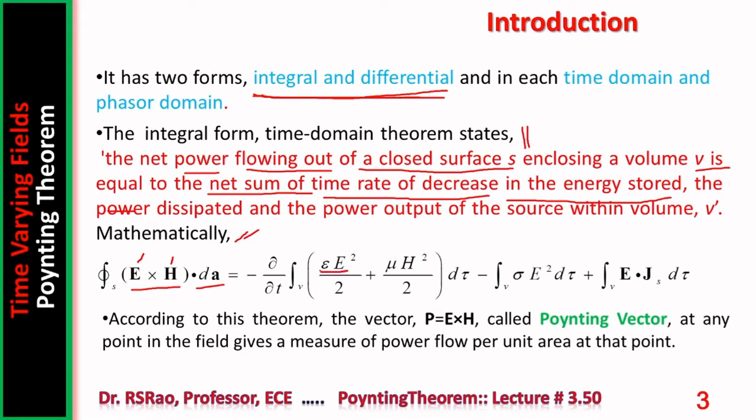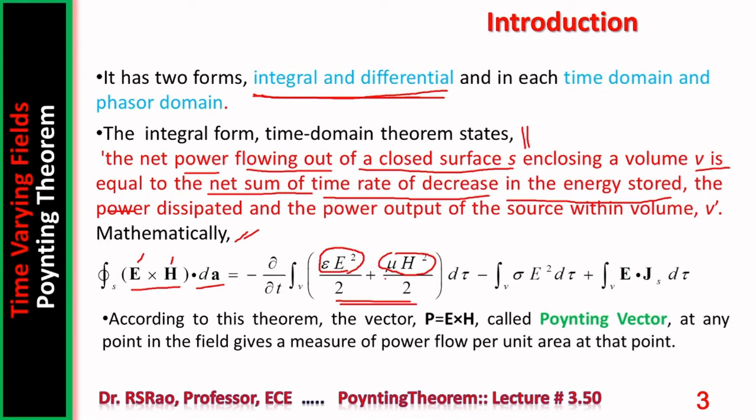One can recollect this epsilon E square, this mu H square. We come across these factors or products in static fields too. Epsilon E square we come across while computing energy density in the electric field. Similarly, mu H square by 2 we come across while computing energy in the magnetic fields. So on the right hand side, we have three terms.